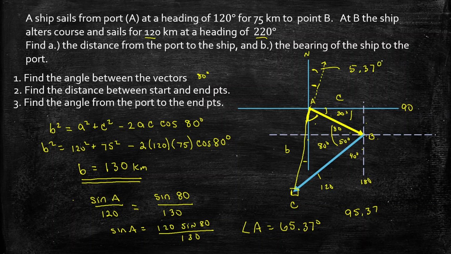5.37 degrees. If you want to put it that way, this is north and then east, so this is 5.37 degrees east of north, or just 5.37 degrees. That is the bearing I'm heading, or the direction I'm traveling to get back to port. Whew, I know, it's a lot.